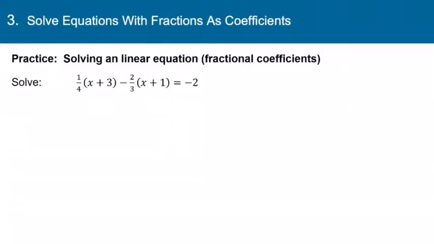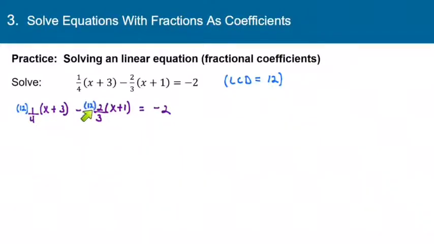Here's a second one that you can try on your own. And now I'm going to work it with you. So I see that we have a 1/4 and a 2/3. So that tells me that our LCD is going to be 12. Let's take this equation and let's multiply both terms on the left by 12, and let's multiply the term on the right by 12. So I'll put times 12 here, times 12 here, times 12 here. That's just saving us the step where we put the whole left side in parentheses. So we've already distributed the 12.